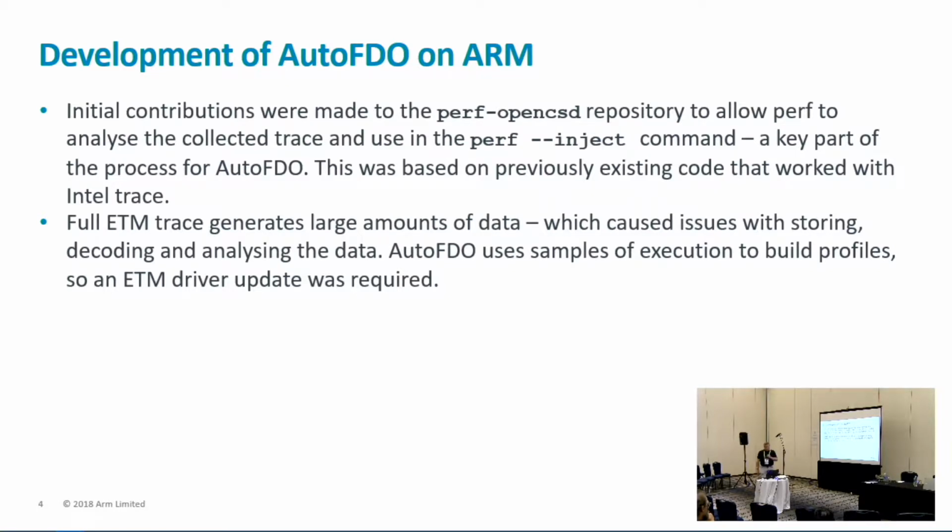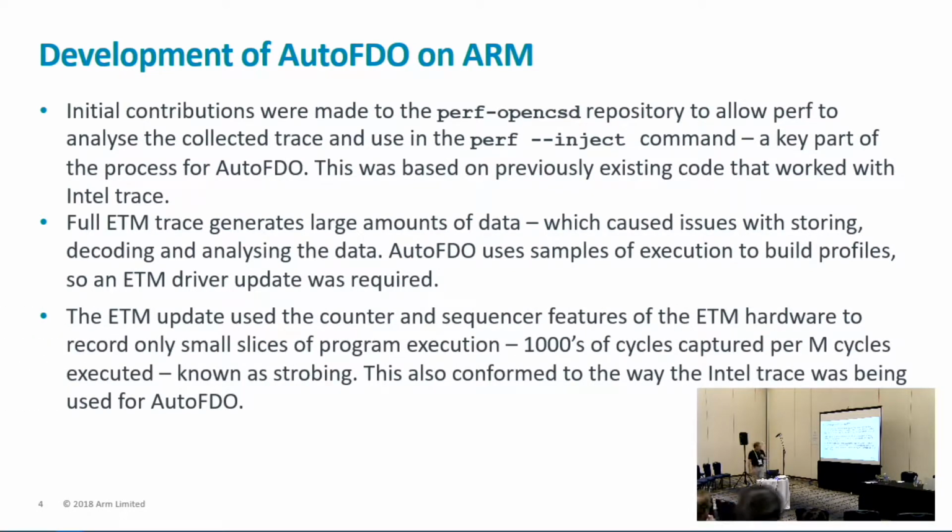So the tools group in ARM did a bit of research into this and looked at it. What we found was that the best profiles could be created if you used sampling of trace data. So we needed to update the ETM so that it would generate sample data rather than data throughout the trace run. So we used the counter and sequencer features of the ETM hardware, and this allowed us to record small slices of the trace data, which we called strobing, and this pretty much conforms to what Intel do with PT and branch targets when using AutoFDO.